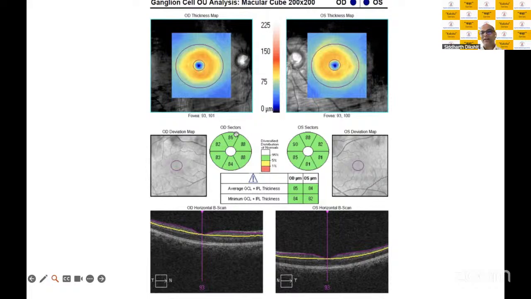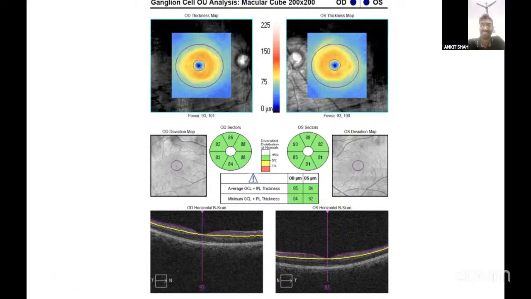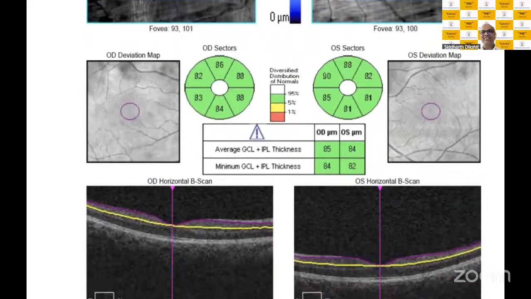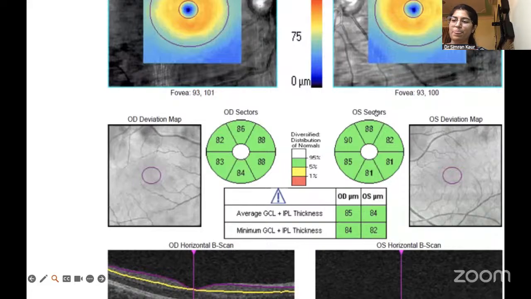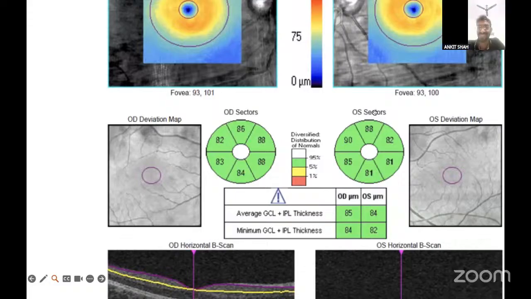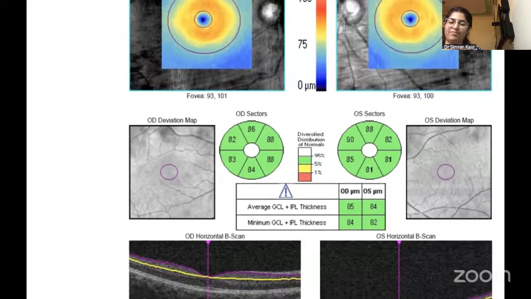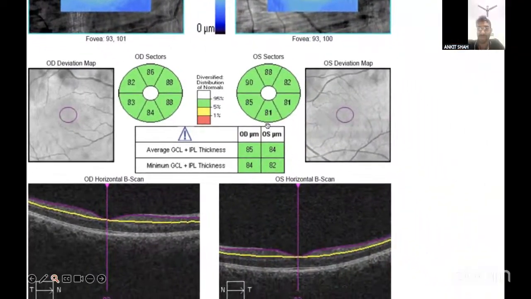Look, keep your eyes open. What is written here? Sectors. What is written, brother? You have Chandigarh, I don't have it. Sector maps. Sector maps. Right? And this is the summary table.